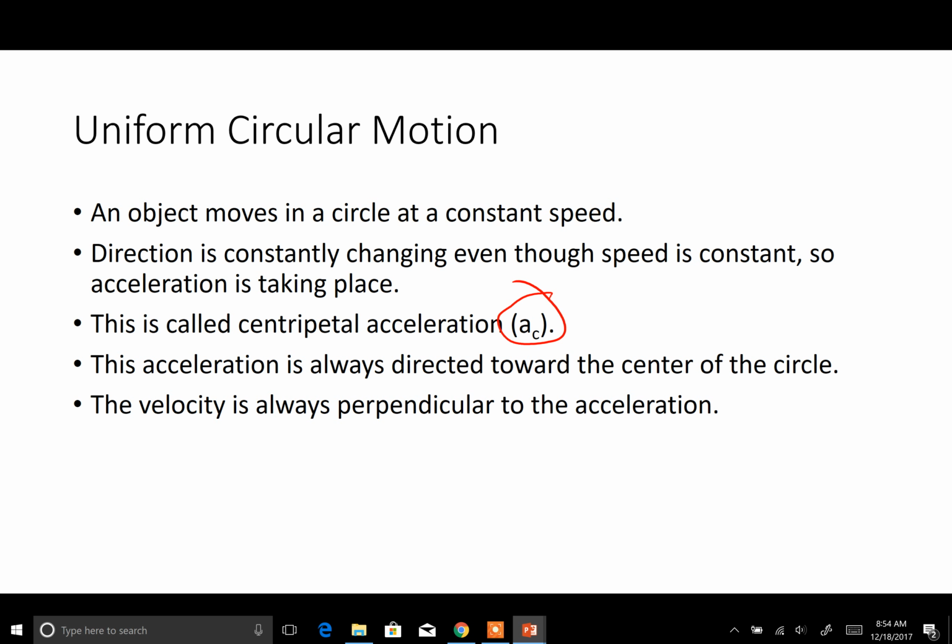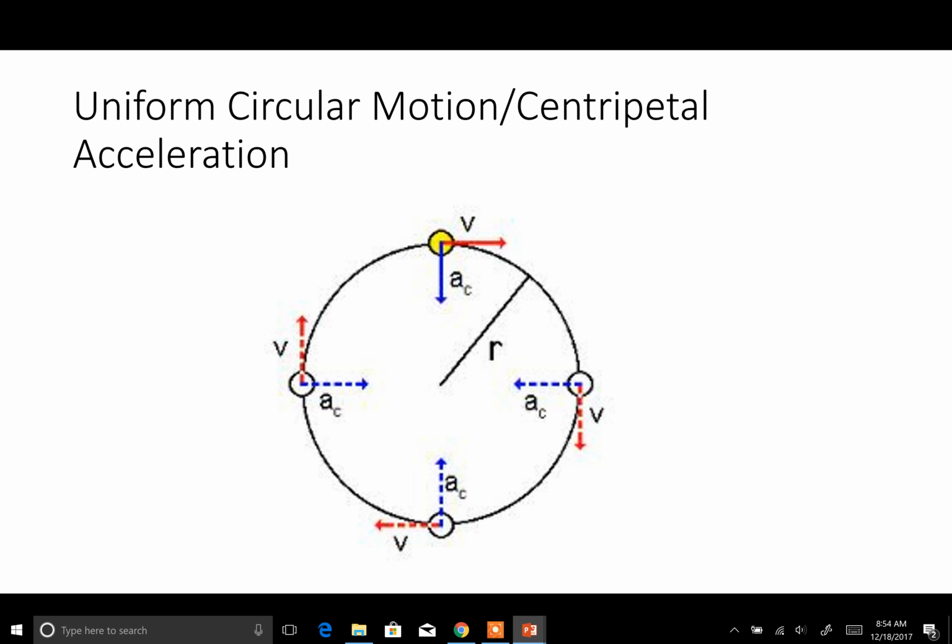The velocity of the object is always perpendicular to the acceleration. So here we see an object moving around a circle. Let's say it's rotating in a clockwise direction. You'll notice that at every indicated point, the centripetal acceleration is directed toward the center of the circle, and the velocity is always at a right angle to that.